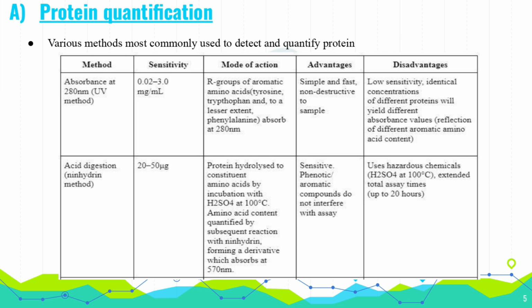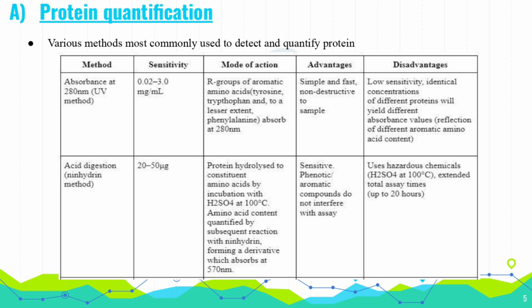The UV method is used for aromatic amino acid compounds like tryptophan, tyrosine and phenylalanine, because they specifically absorb light at 280 nanometer wavelength, so they can be easily detected via the UV method. Advantages: simple, fast, non-destructive. Disadvantages: low sensitivity, and identical concentrations of different proteins will produce different absorbance values. So this is our first, the UV method.